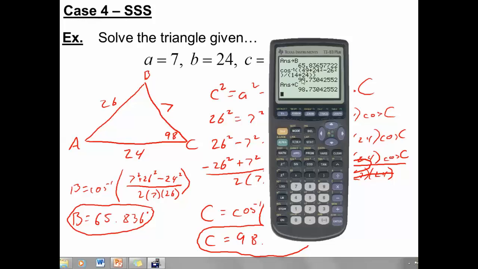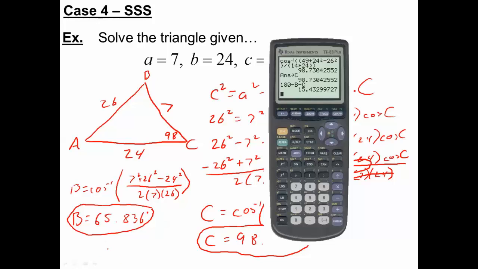So now I've got both B and C stored in the calculator, so I'll type 180 minus alpha B minus alpha C to get angle A, which is going to be 15 degrees. And of course, that makes perfect sense because angle A is the smallest angle because it's across from the smallest side. 15 degrees is definitely my smallest angle. So angle A, 15.432 degrees. Pretty straightforward.